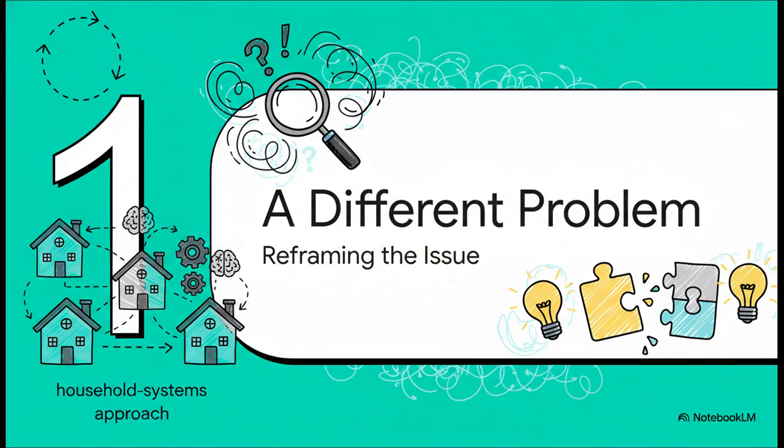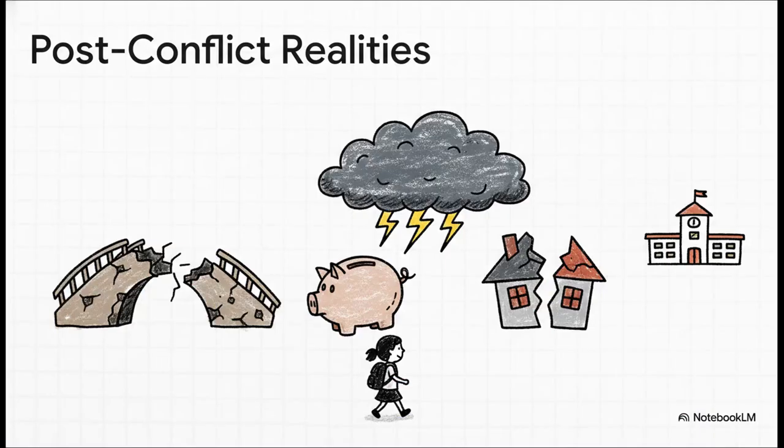Okay, so let's really dive into this. To understand the solution, we first have to totally reframe our understanding of what the problem actually is. Right. So children don't learn in a vacuum. They bring the reality of their lives with them to school every single day. And in these post-conflict settings, that reality can be just overwhelming. We're talking about disrupted schooling, constant exposure to trauma, severe economic stress, maybe even violence at home. These aren't just small hurdles, they are enormous barriers to learning.